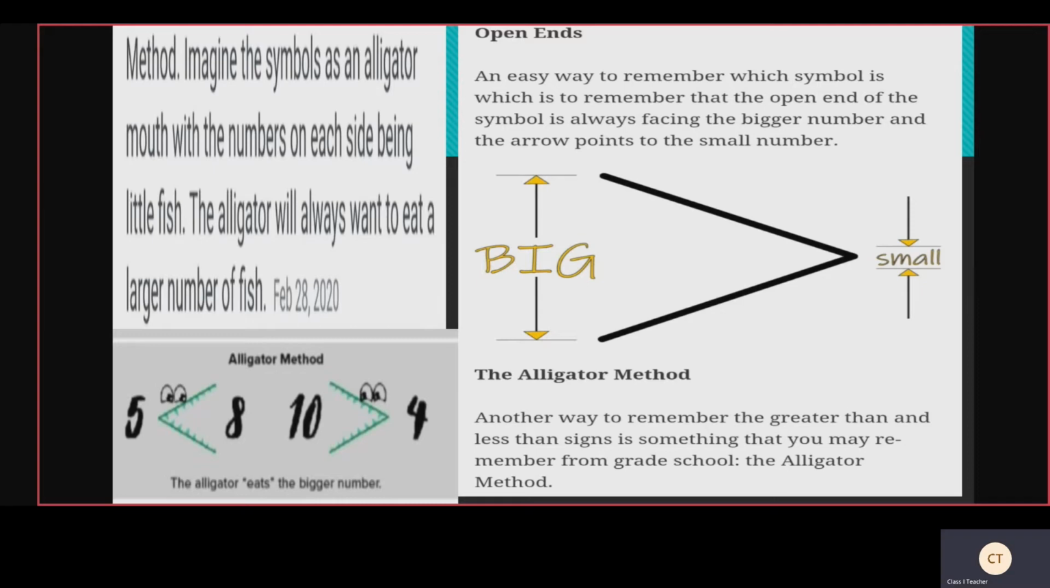And next one. Yes. 10 is greater than 4. And 4 is less than 10. The alligator eats the bigger number. Eats the bigger number, children. Look here. Look at this sign. Bigger number side, its mouth is opened. Okay? Yes. It always wants to eat a larger number of fish.